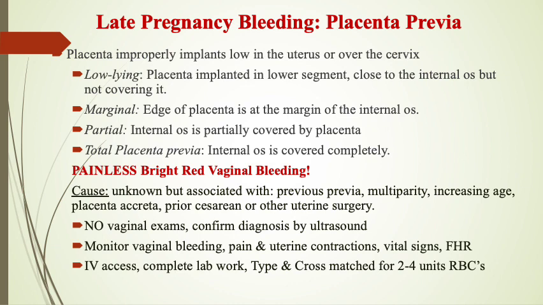It is very important to monitor vaginal bleeding, pain and uterine contractions, which can also be a sign of impending placental abruption. Monitor vital signs. Fetal heart rate has to be monitored continuously. Now you need to establish an IV access. Complete lab work is done, type and cross-matched for 2 to 4 units of red blood cells.